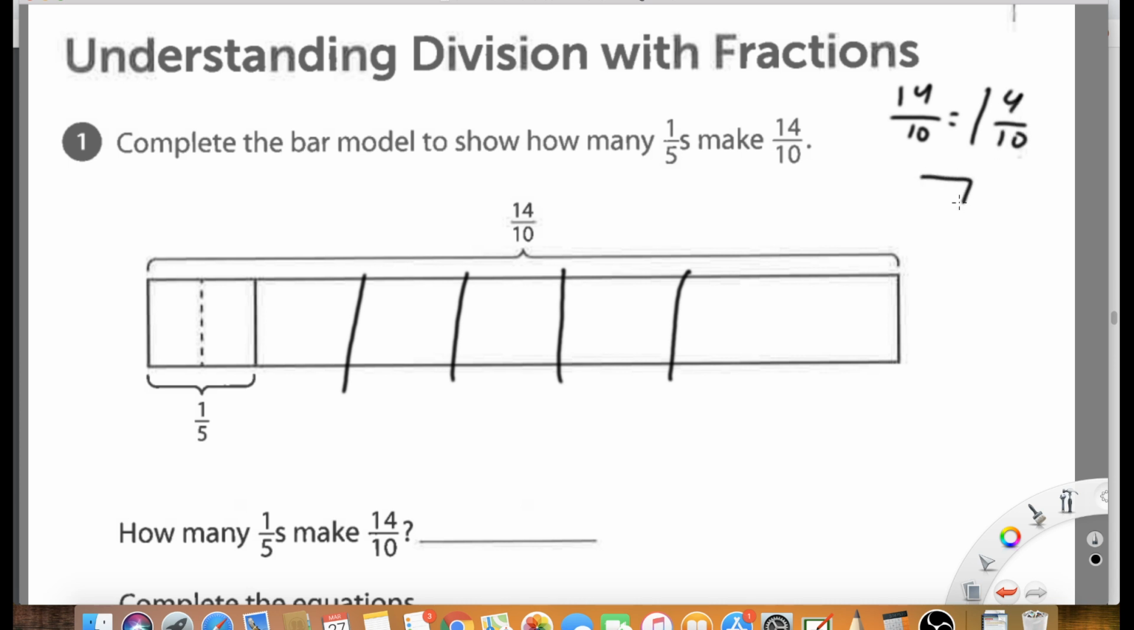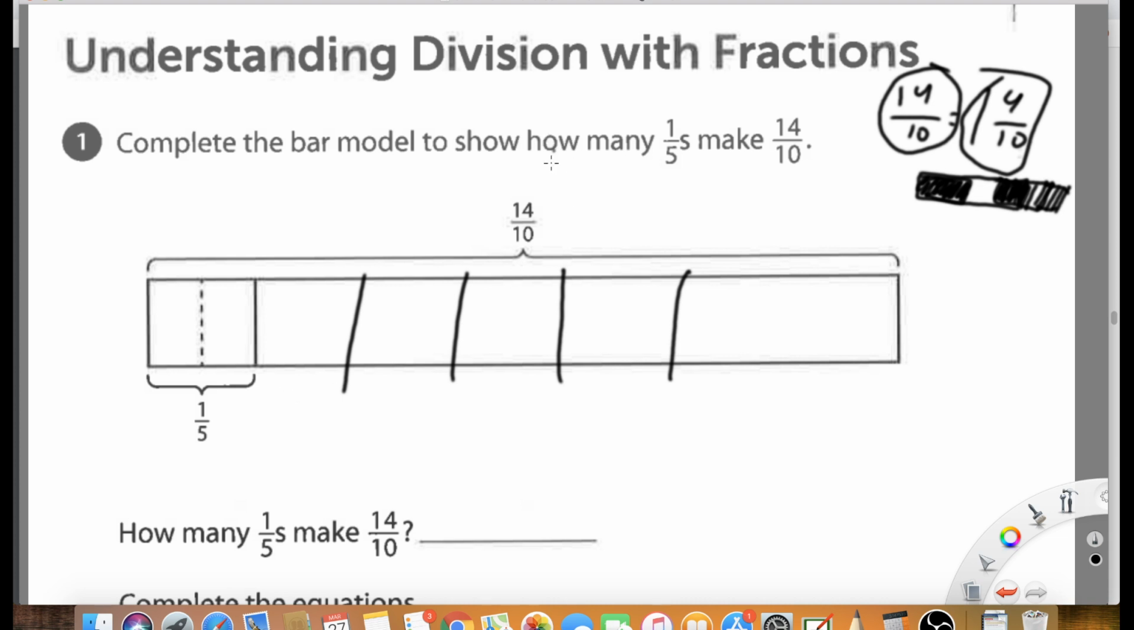So usually when we draw that, we draw a whole, and we say, okay, we have all of this, one whole. And then the 4 tenths, we have to make 10 parts, and we only color in 4. Usually we draw 1 and 4 tenths like this. But in this problem, they're drawing it as 14 tenths and they're putting this together, which is this whole part.